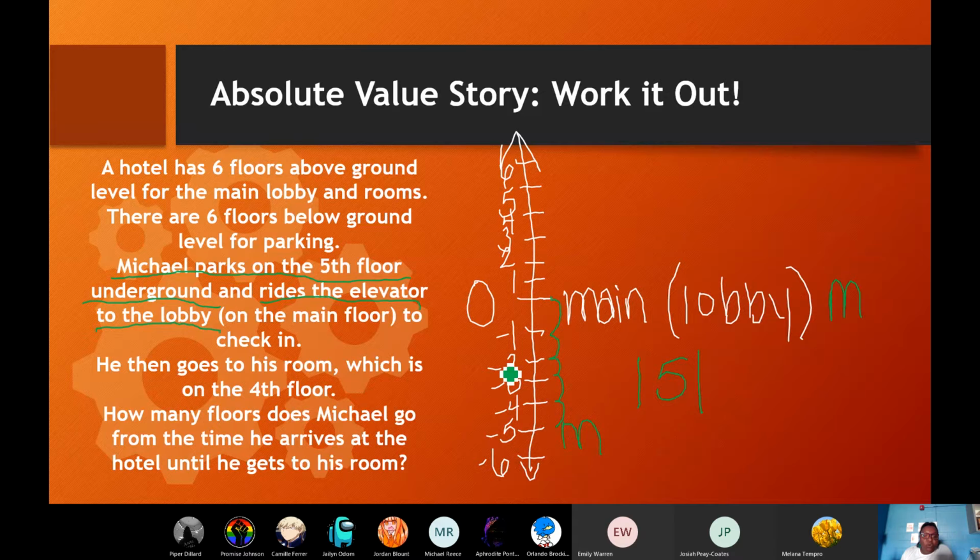Then he goes to his room, which is on the 4th floor. Michael's got one more journey to take from the main lobby to the 4th floor. Is he going back down here to -4, someone? No. So where is he going? Up. He's going to the 4th floor. 1, 2, 3, 4. What is the absolute value of Michael's journey from the lobby to his room?